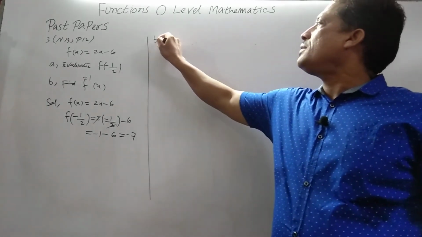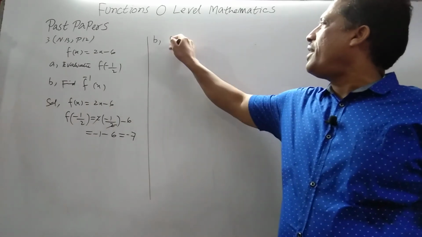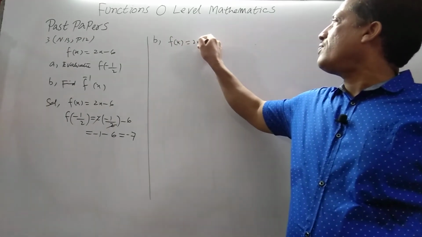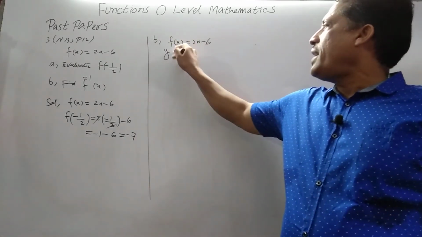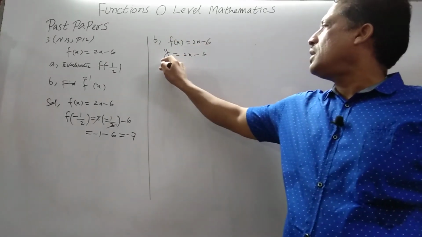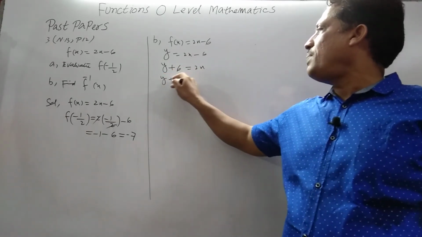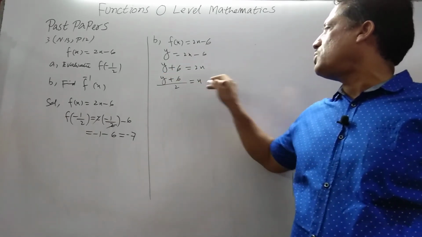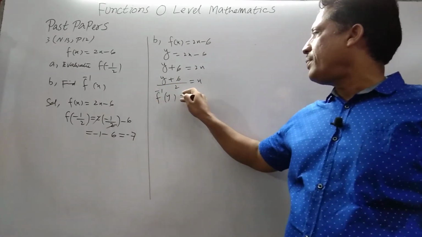Part B is find f inverse x. Here f(x) is equal to 2x minus 6. Again apply the 4-step method. y is equal to 2x minus 6. Then make x the subject: (y plus 6) upon 2 is equal to x. Then replace x by f inverse y.